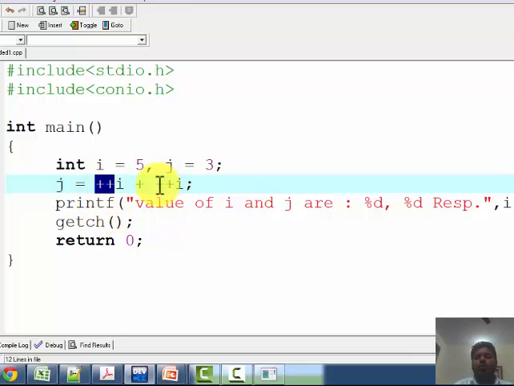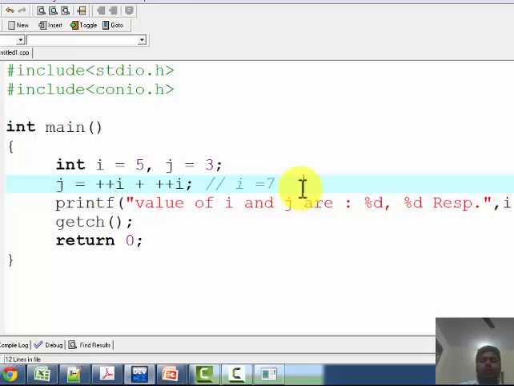1 pre and 2 pre means 2 times we have to increment the value of I. The initial value of I is 5, so after 2 increments we will get the value of I as 7. After 2 increments I will be 7.